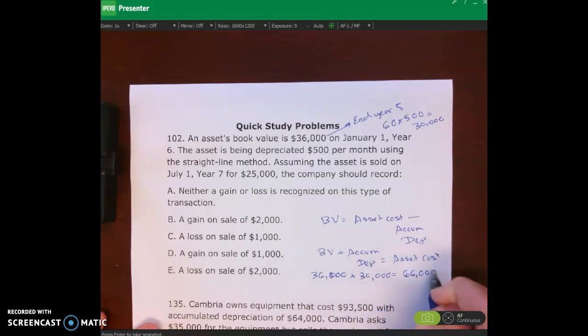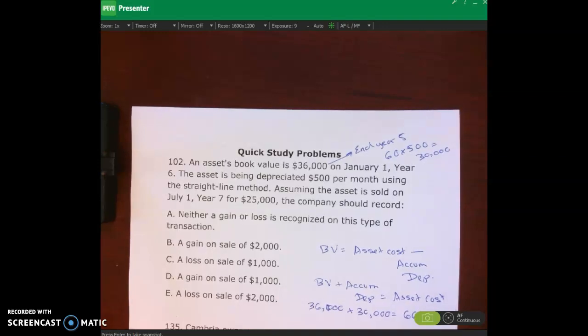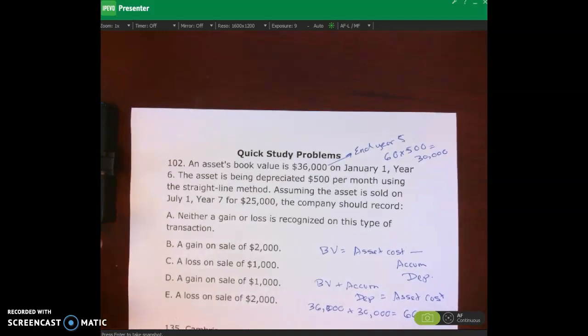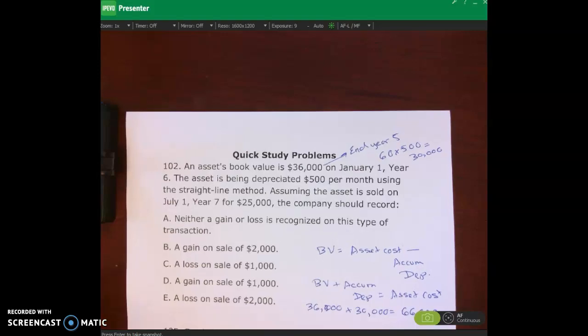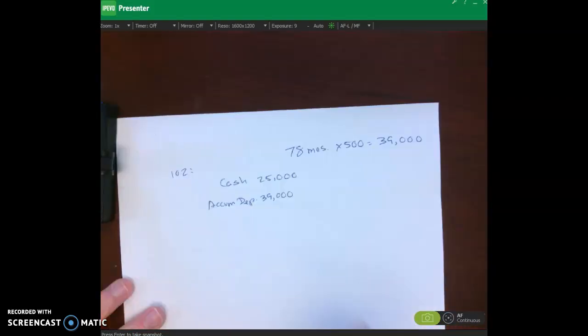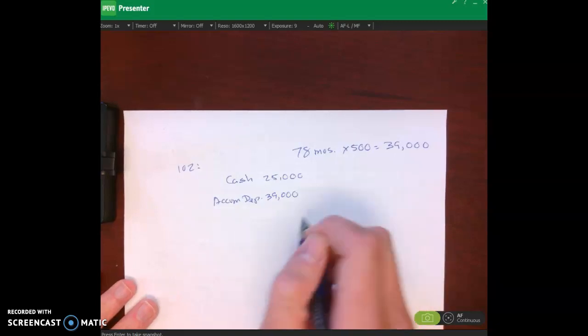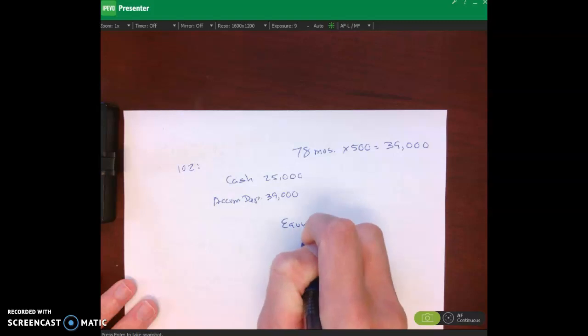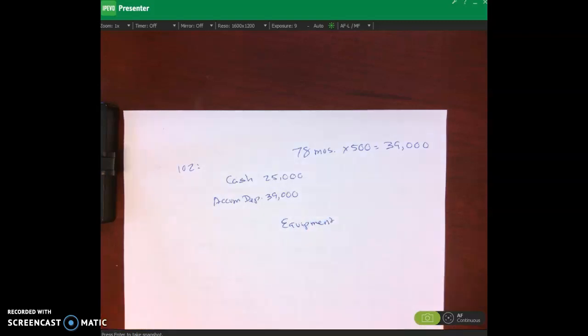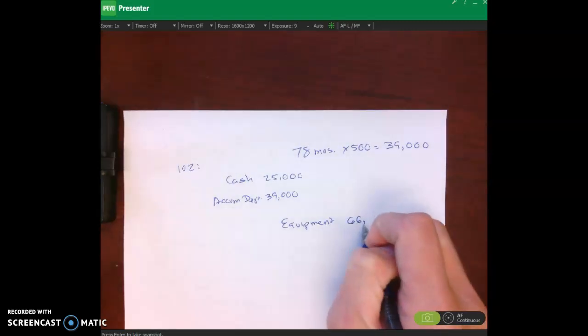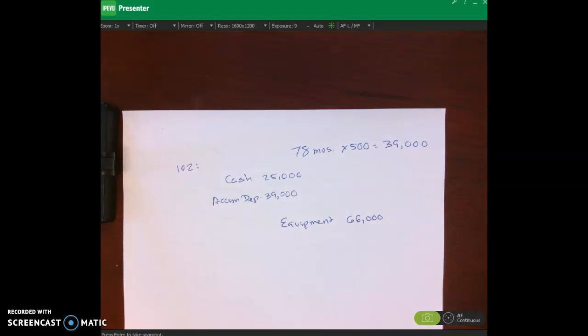Equal to $66,000. Okay? And we know, it doesn't say what type of asset, I'm just going to assume it's equipment. It doesn't matter, it could be building. I'll just say equipment. So we know that we will credit the asset for the asset cost. So I'll say credit to equipment right over here of our $66,000.